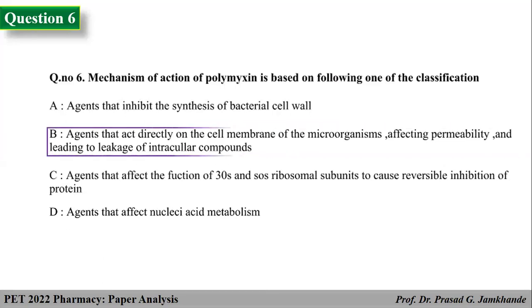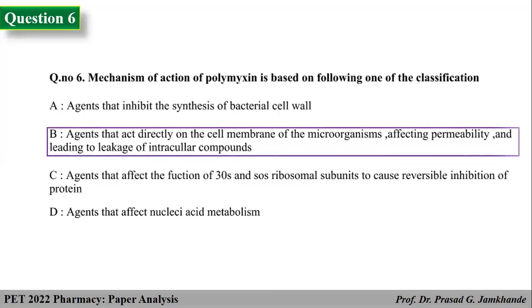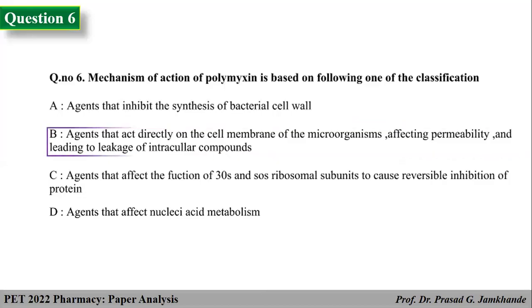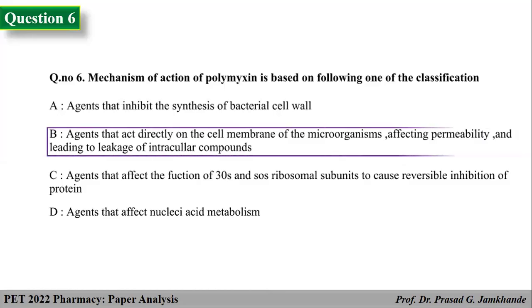antibiotic drug, and it produces its action by directly acting on the cell membrane and affecting its permeability, which is ultimately responsible for the leakage of intracellular compounds. That means this particular B statement represents the correct mechanism of polymyxin. That's why the correct answer is the B option.